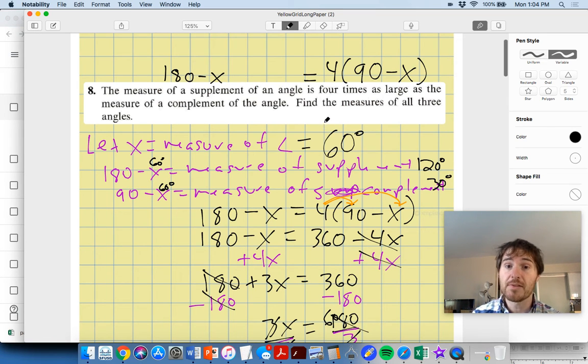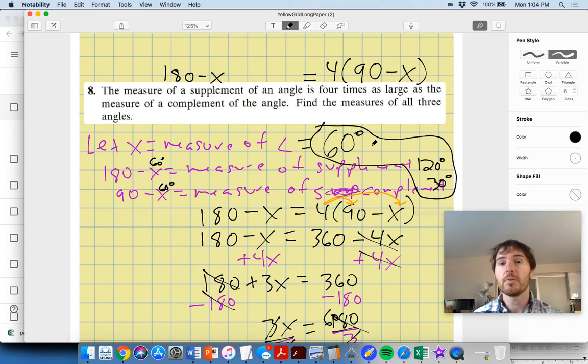And our answers make sense. Always think back, do your answers make sense? Well, yes, they totally do. We have the angle at 60 degrees, so its supplement should add to 180, and 120, sure, that gets to 180. And your complement should get to 90. So 60 plus 30 is 90. And you're good to go there.